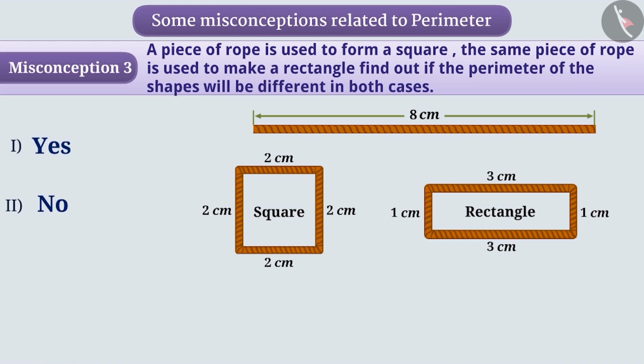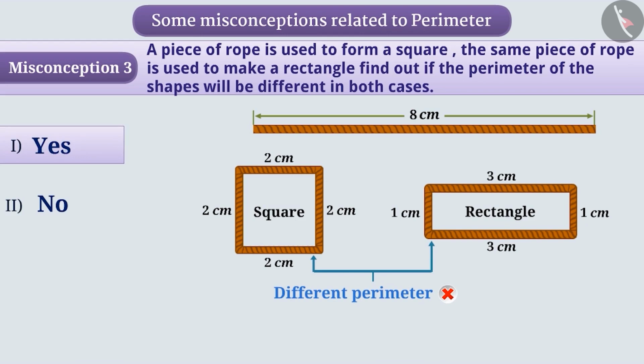Some students believe that if a shape changes, the perimeter also changes. With this understanding, they select option 1, which is an incorrect answer. Here, both shapes are formed using the same rope. Such mistakes occur when one fails to understand the given information properly.